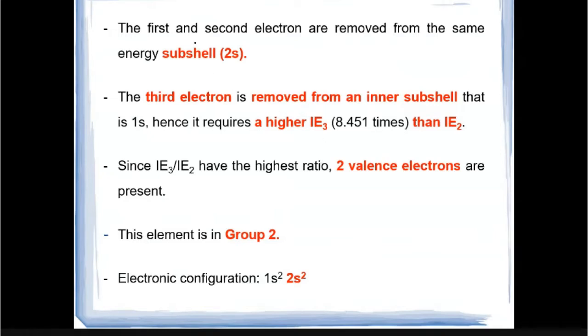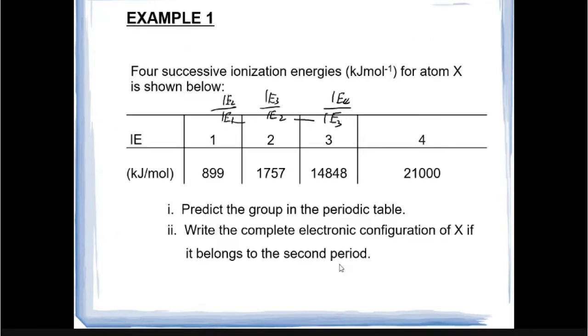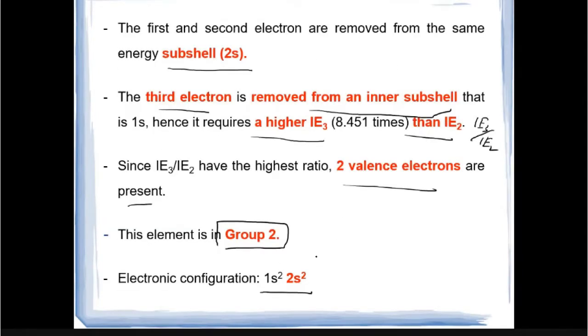Okay, this is the proper explanation. Up subshell 2s, the third electron is removed from the inner subshell. So that's why IE3 is higher than IE2, or we say the ratio of IE3 to IE2 is the highest, and two valence electrons are present. So we know that this is group 2, and we can write down the electronic configuration, which is 1s2, 2s2. Sometimes we're not sure of the period, but for case A the question mentioned the second period, that's why I know it's 2s2. If the question didn't mention, we just give the general formula, which is ns2.